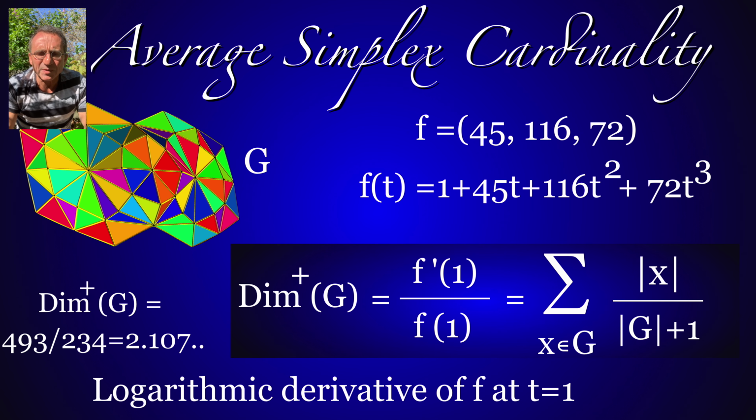The average simplex cardinality is the mean of the simplex size, but we divide by an augmented number of elements in the complex. The reason is that now this quantity can be expressed as a logarithmic derivative of f at 1. In some sense, the additional 1 in the denominator takes into account the empty set.